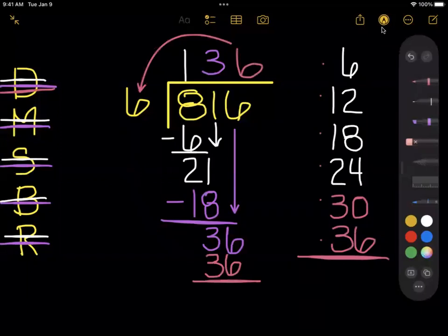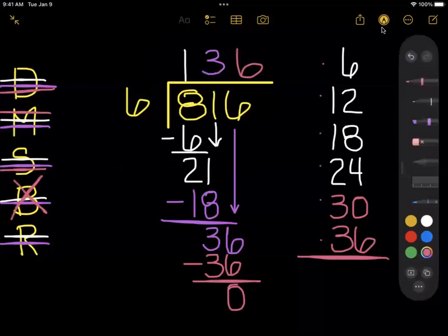Okay, so I'm going to delete those and cross off, whoops, that's not what I wanted to do. Cross off the multiplication step. There we go. My next step is to subtract. So I'm going to subtract these two numbers. 36 minus 36 is 0. Okay, now my next step is to bring down, but the problem is there are no more numbers to bring down. So I'm going to cross that off.